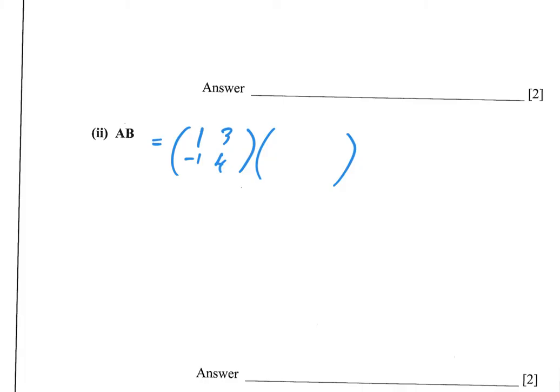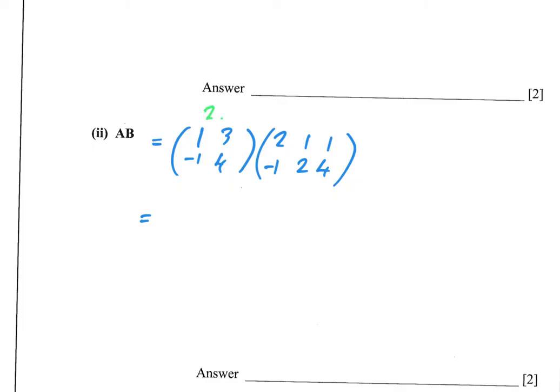1, 3, minus 1, 4. And my B was 2, 1, 1, 2, 1, 1, minus 1, 2, and 4. Okay, to do this, first of all, let's look at the order of these matrices.